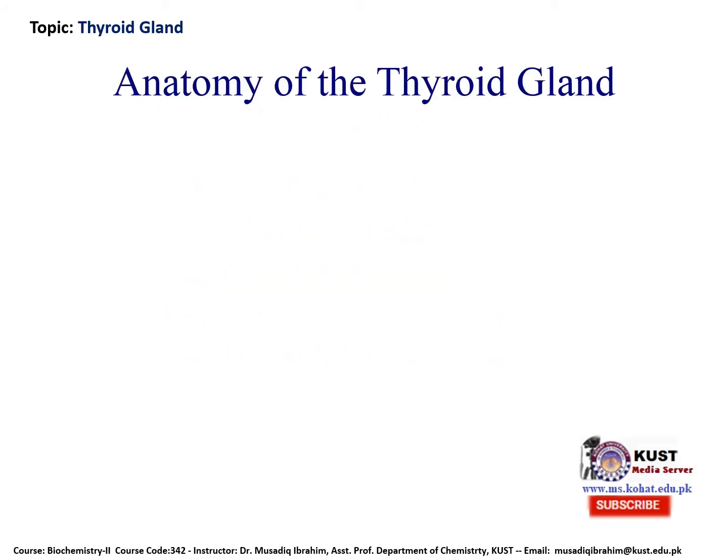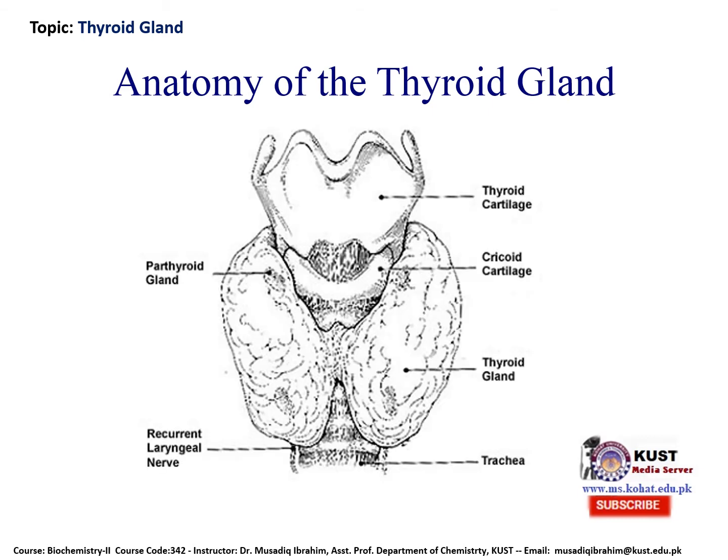So about the anatomy of the thyroid gland, this is the diagram which is showing that the thyroid gland is present near the neck region, around the trachea and larynx. So the thyroid gland is located anterior and caudal to the cartilages of the larynx, and it is the largest endocrine gland in human beings.